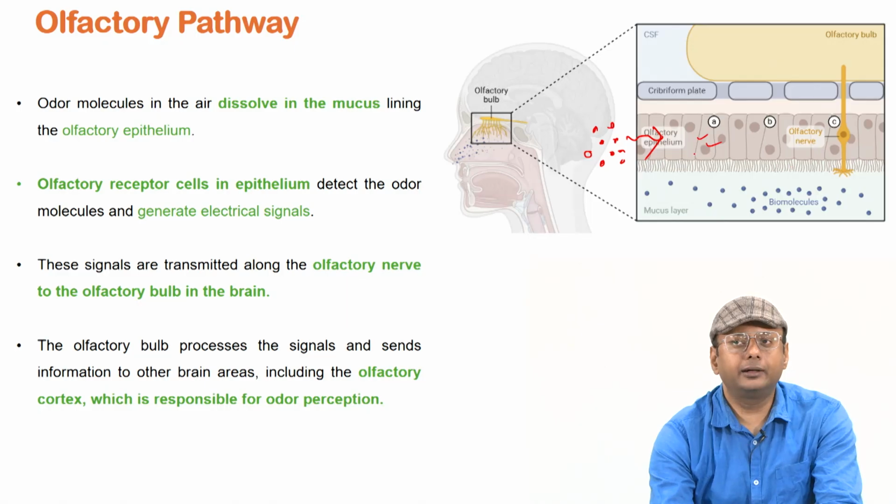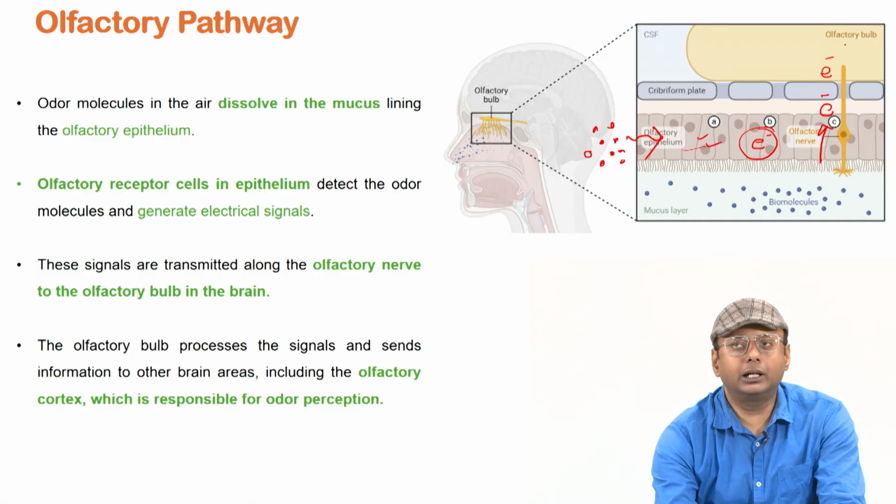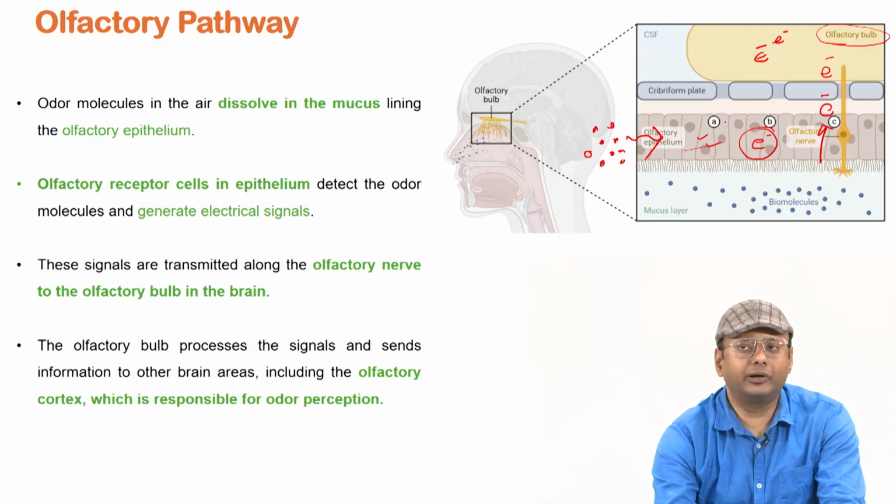So once it dissolves here in the olfactory epithelium cells, it creates electrical signals, and via the olfactory nerve these electrical signals get transmitted to the olfactory bulb in the brain. In the olfactory bulb these signals get processed, and eventually, based on the responses, they are transmitted to different parts of the brain, including the olfactory cortex, which is mostly responsible for the perception of different types of odor.